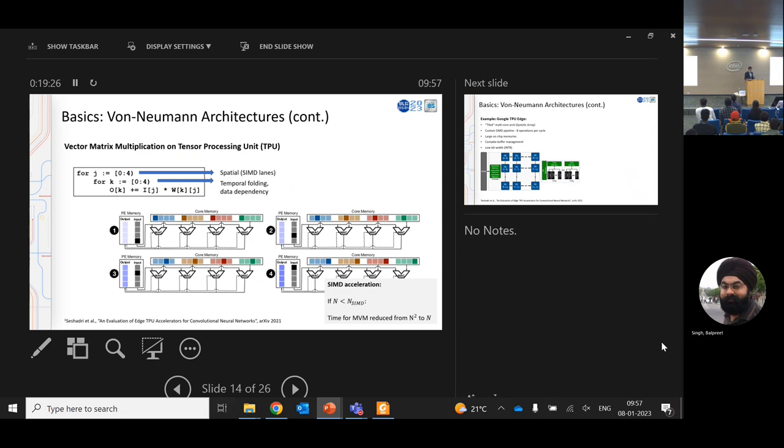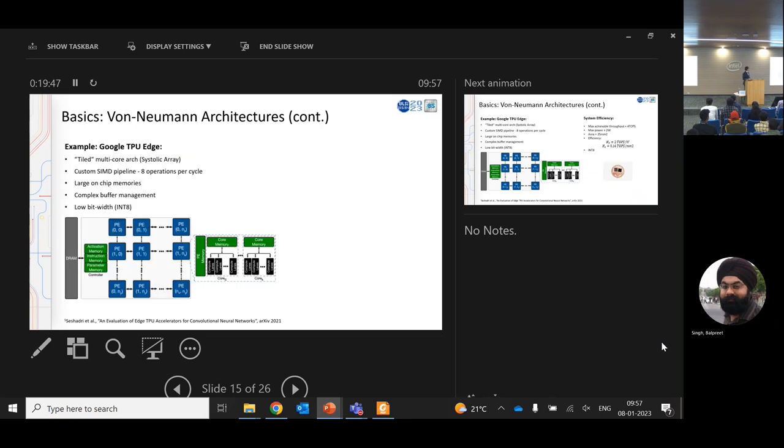And then in terms of SIMD acceleration, what do you get in comparison to a very simple, basic single core setup? If your number N, which represents the size of your matrices, is smaller than your SIMD units, you can basically reduce your operation from N squared to N. So your two for loops, you can just calculate them at once, right? So that's quite neat.